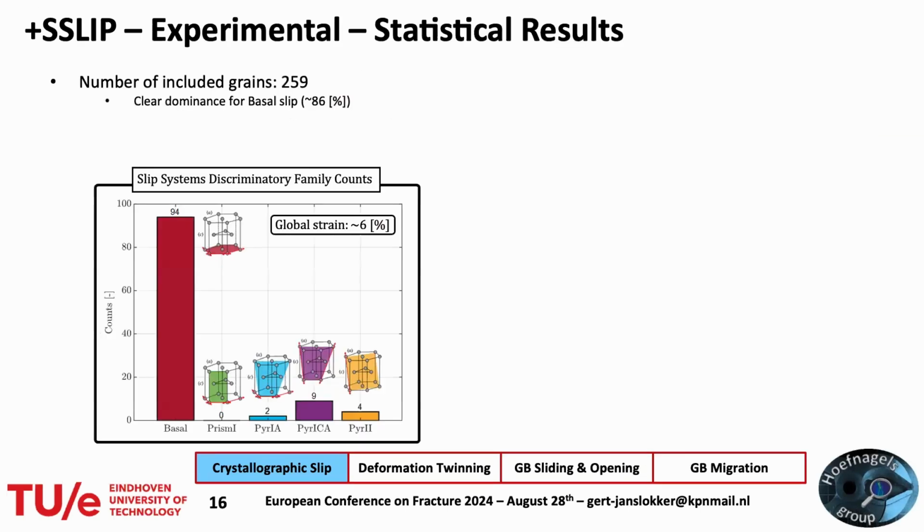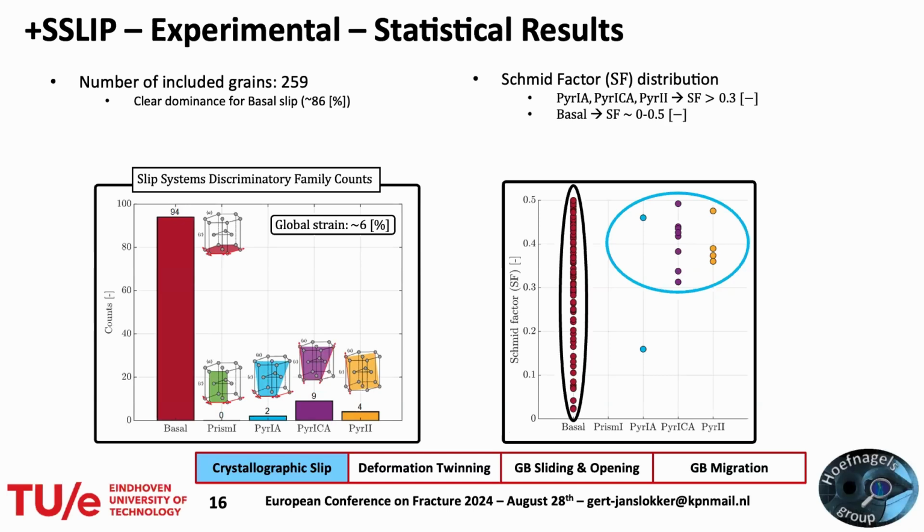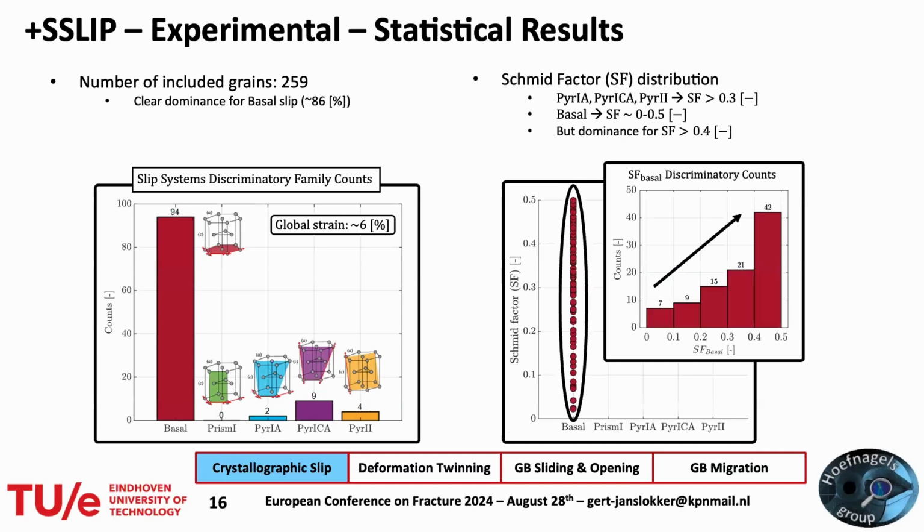Well, then the statistical results. So we performed the plus slip method on around 260 grains. Well, and then it looks like this. You see again, basal was dominating, but we also have some non-basal activities. And if you look at the Schmidt factor distribution, then you see that the non-basal activity logically has been activated for high Schmidt factors, while the basal ranges from almost 0 until 0.5, with the logical dominance for higher Schmidt factors.